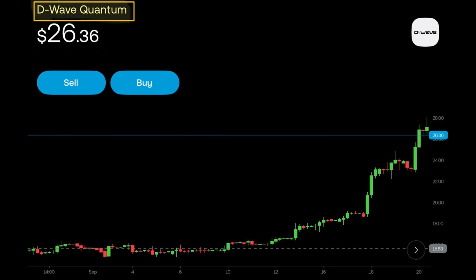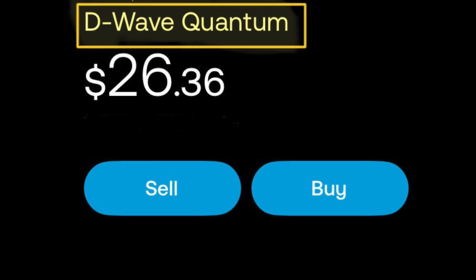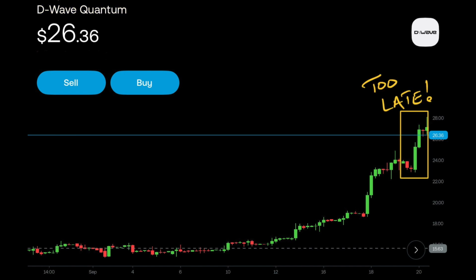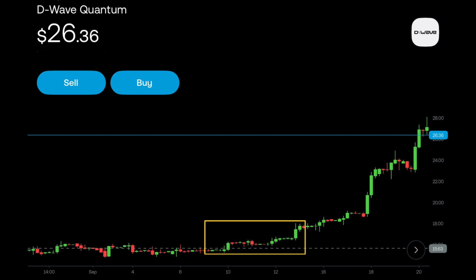The stock I am covering today is D-Wave Quantum, which is a popular quantum computing stock. Well, most traders only identify the move when the swing is already happening, and by the time they complete the analysis, it is too late to catch the move. Let's take a step back to where it all began.